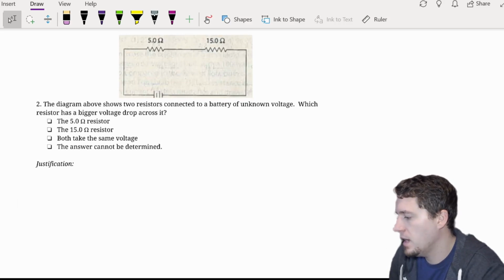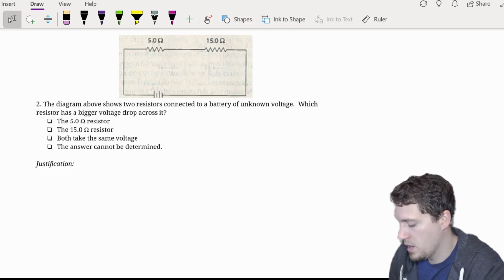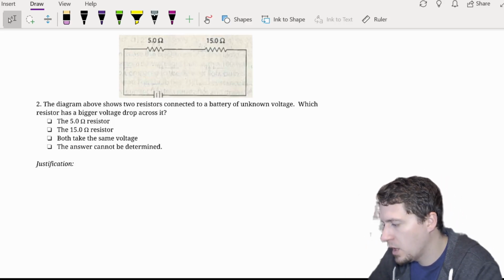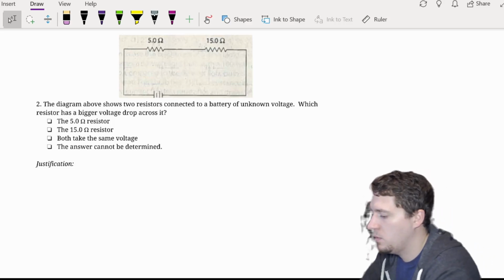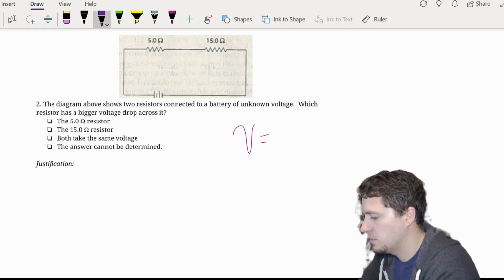So it says I have 2 resistors connected to a battery, and I don't know what the battery is. Unknown voltage, and we're trying to figure out which one has a bigger drop. Well, let's do this. I don't like that pen. Let's do this one.